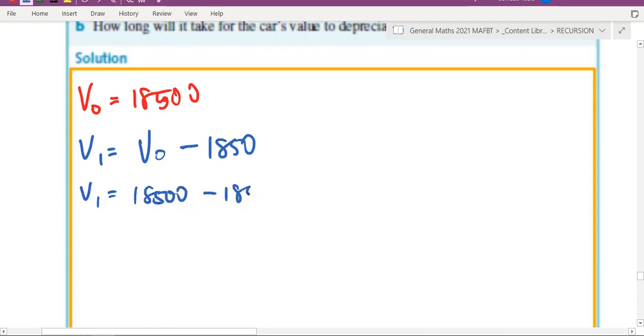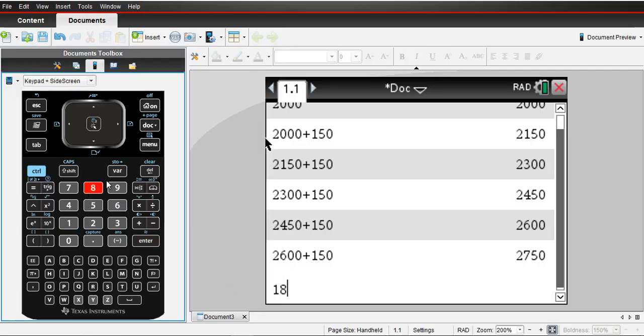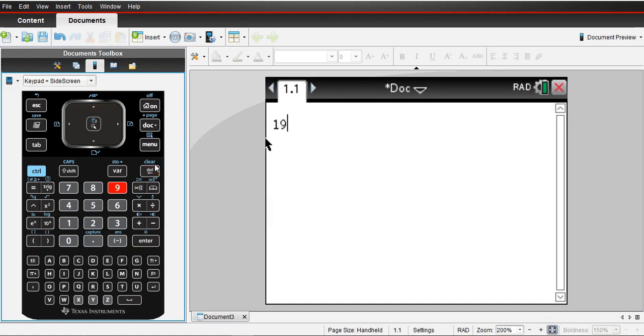So that means V1 is equal to 18,500, take away 1,850. And I am not smart enough to do it in my head, or I just can't be bothered. So, and I might actually do it here too, because we're going to use the calculator again anyway. So 18,500. So always start with the starting term. Okay, and then press enter, so you've got it. And then you know that the next term is going to be minus 1850. So that means V1 is 16,650.